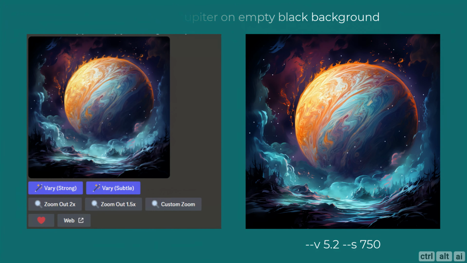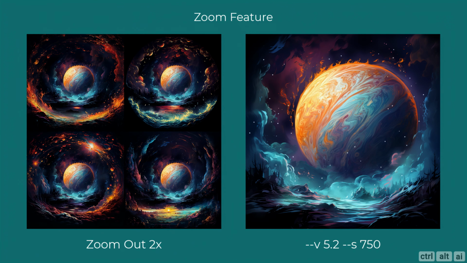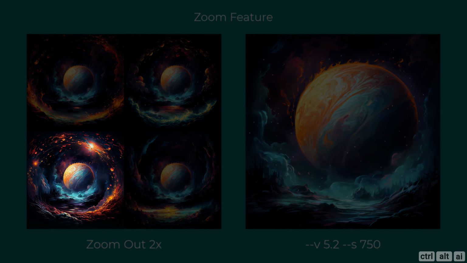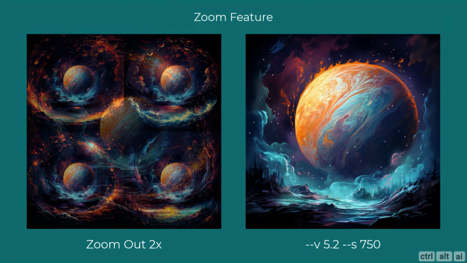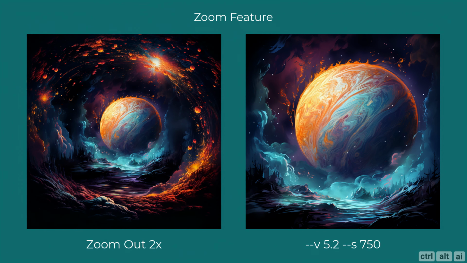For now, let's return to our Jupiter image from version 5.2 with Stylize 750 and check out the zoom out function. I used the zoom out 2x option and this is what I got. The zoom function does not increase the resolution in any way, but just outpaints. I like the third one over here, and you can keep zooming out as much as you want, but it will start showing weird results beyond a certain point. I will not do that right now.